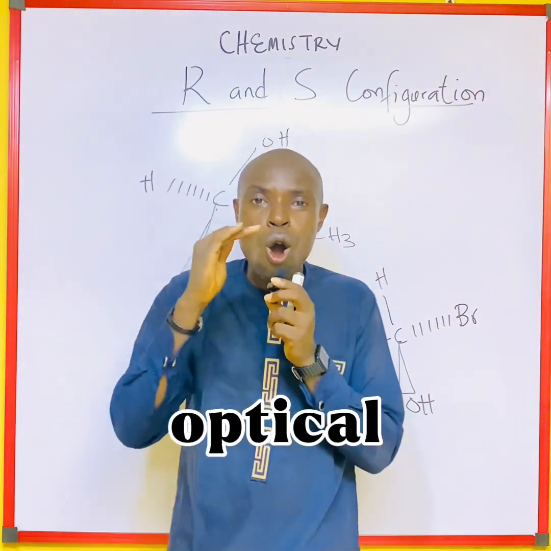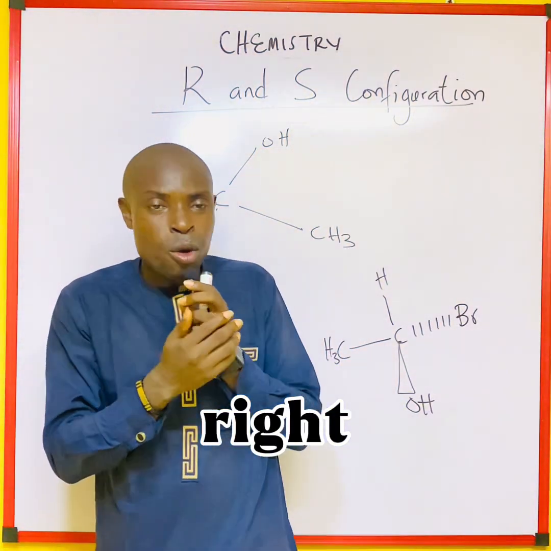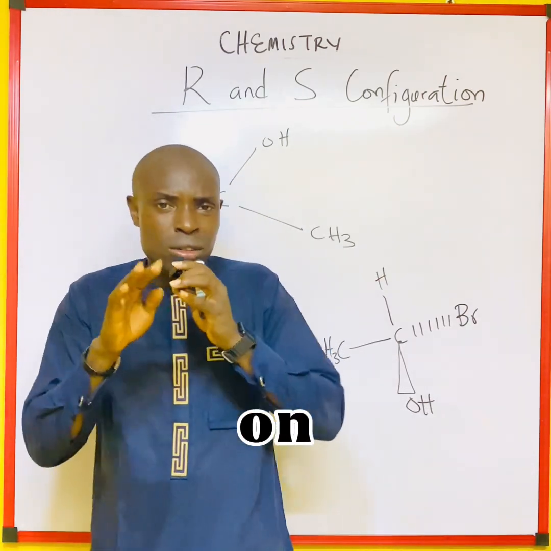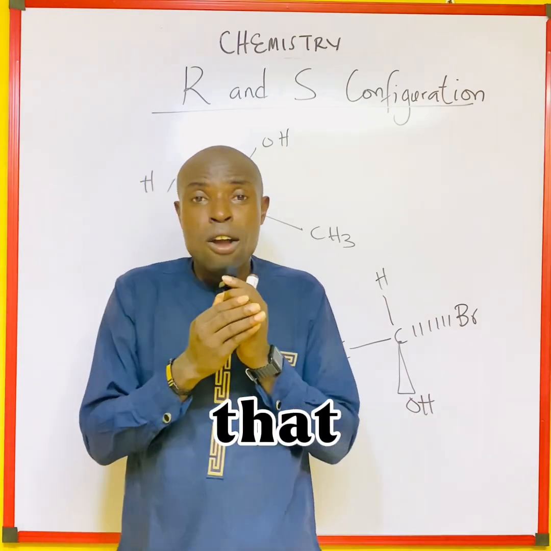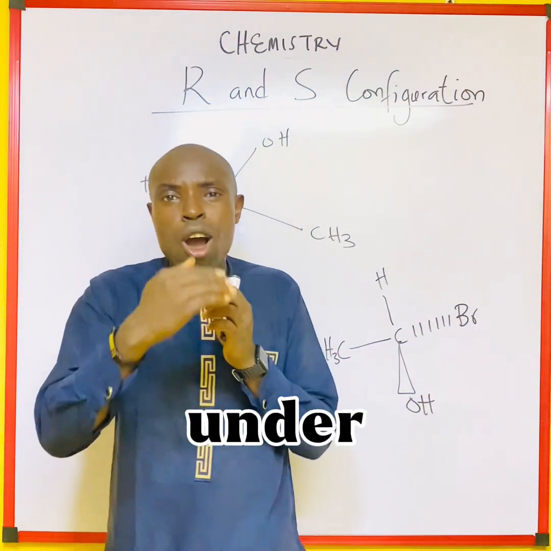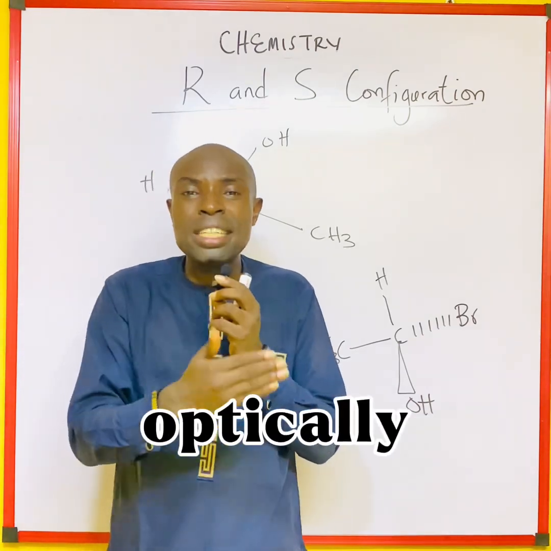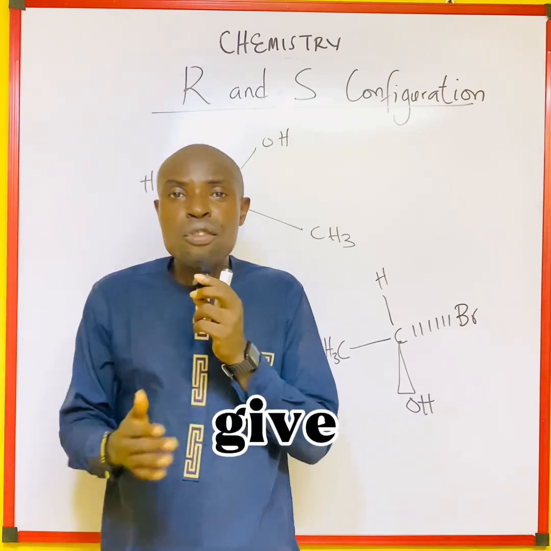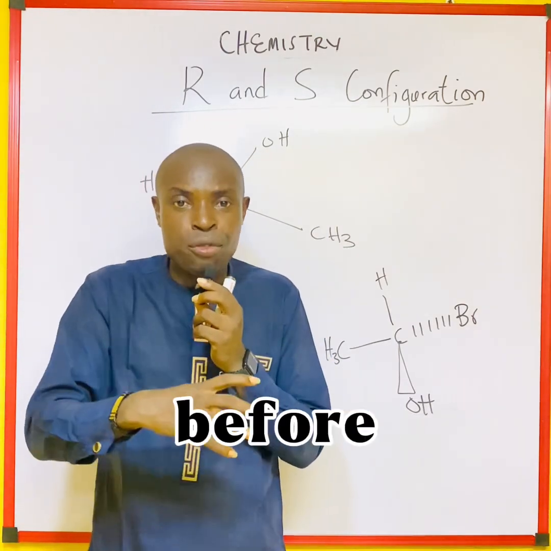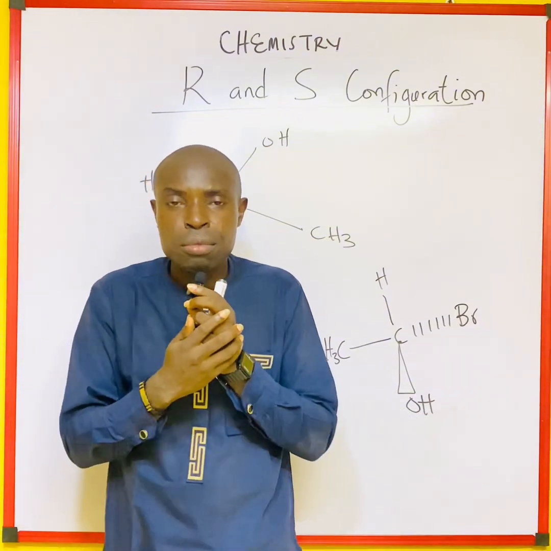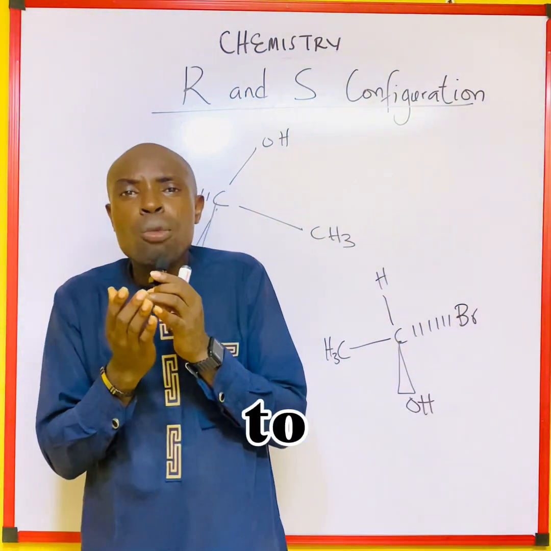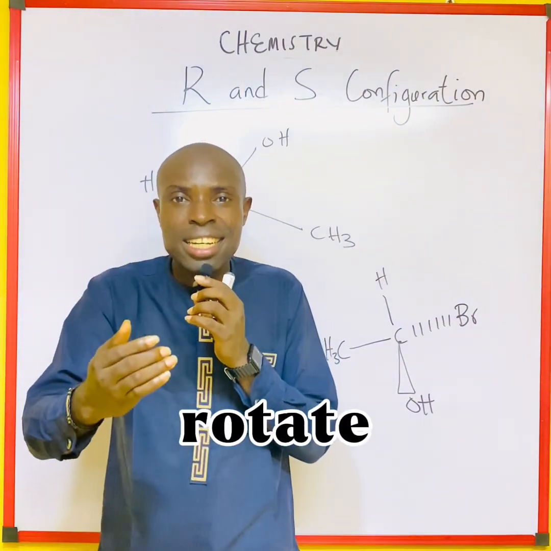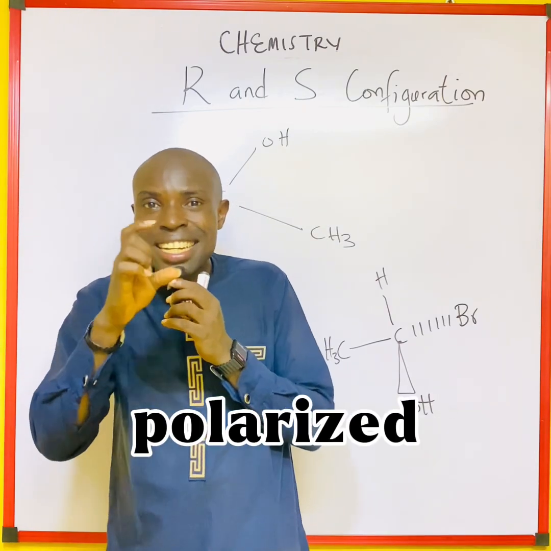This is under what we call optical isomerism, right? Whereby we talk about chiral carbon here. Now we should understand some foundation on this part. We should understand that under R and S configuration that falls under optical isomerism, we talk about optically active compound and optically inactive compound. I'll just give you a surface briefing on that here before we go straight to this particular question. Now, we should understand that for a compound to be optically active, that compound should be able to rotate the plane of polarized light.